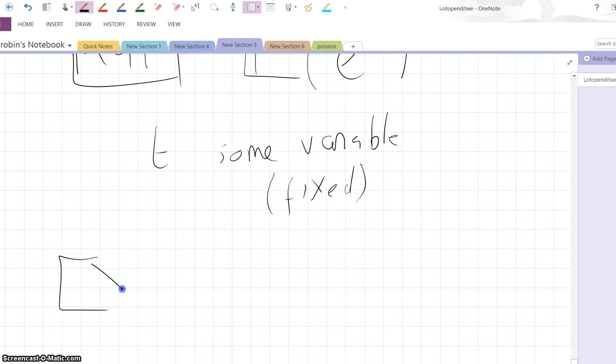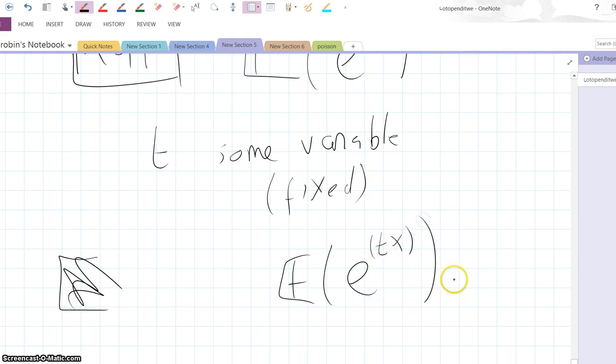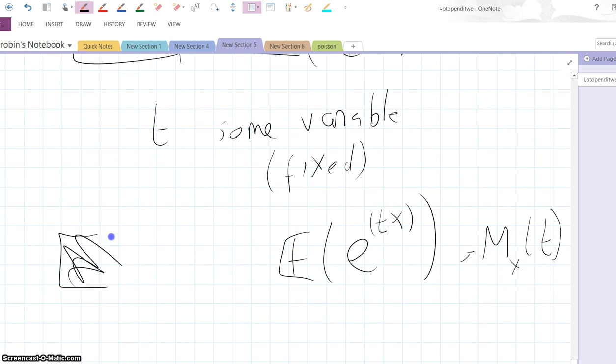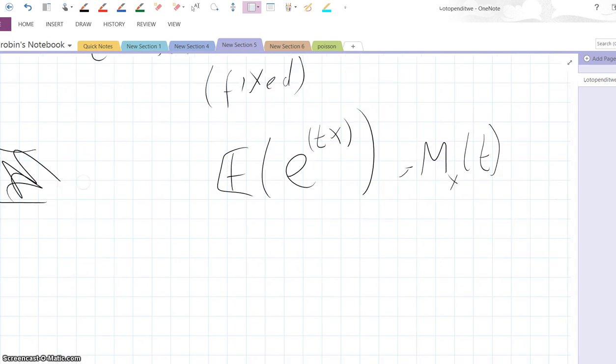This is the moment generating function. Let me write it out again. The expected value of e to the tx, and that's called m sub x of t. So t has got a particular value. I can shove any value I like for t in there, and here's a function of t, m sub x of t. Well, that's nice. Let's have a think about this.